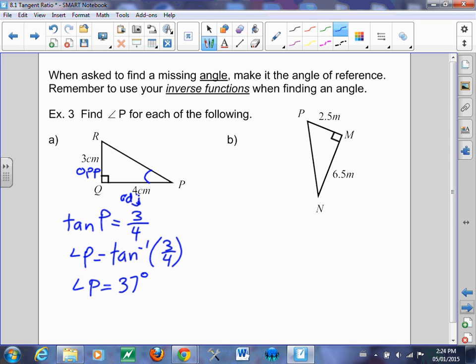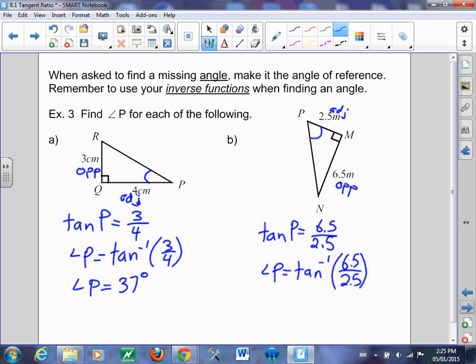Over here, example B. Here is my angle P, and across from that is my opposite, and beside it is my adjacent. So tan of P equals opposite, which is 6.5, over my adjacent, which is 2.5. Angle P equals the tan inverse of this ratio. Plug it in your calculator, ladies and gentlemen. Again, see me if you need help, it's an easy thing once you figure your calculator out. It should be rounded to 69 degrees.